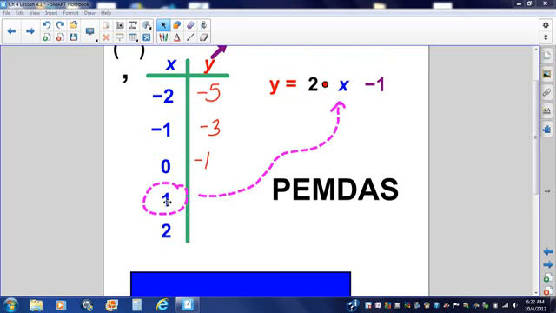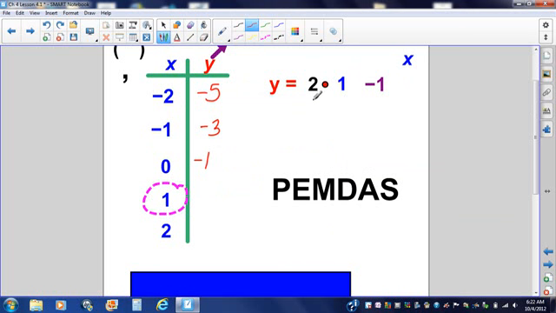The next number I'm going to substitute in is 1. Take out the x, plug in a 1. As always, follow order of operations. 2 times 1 is 2. 2 minus 1 gives me 1. I write my answer over here in my chart.